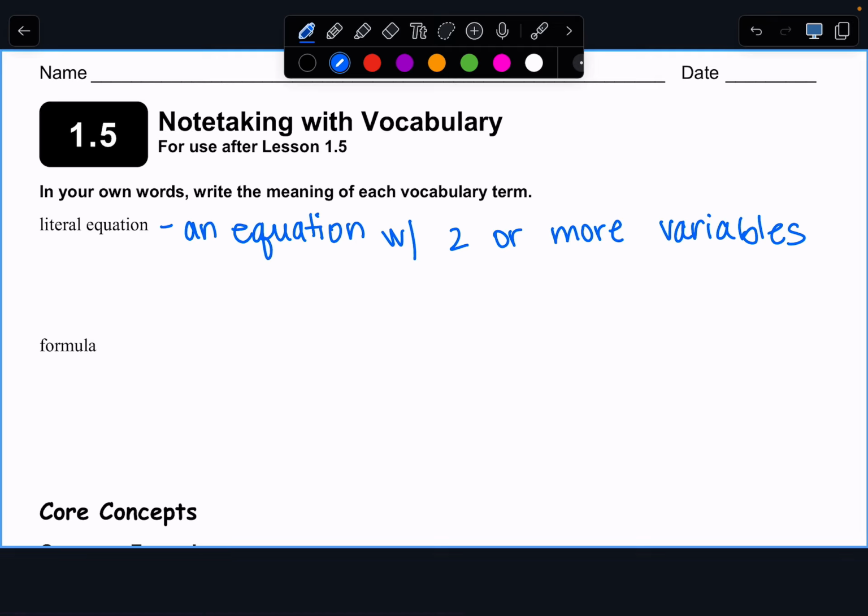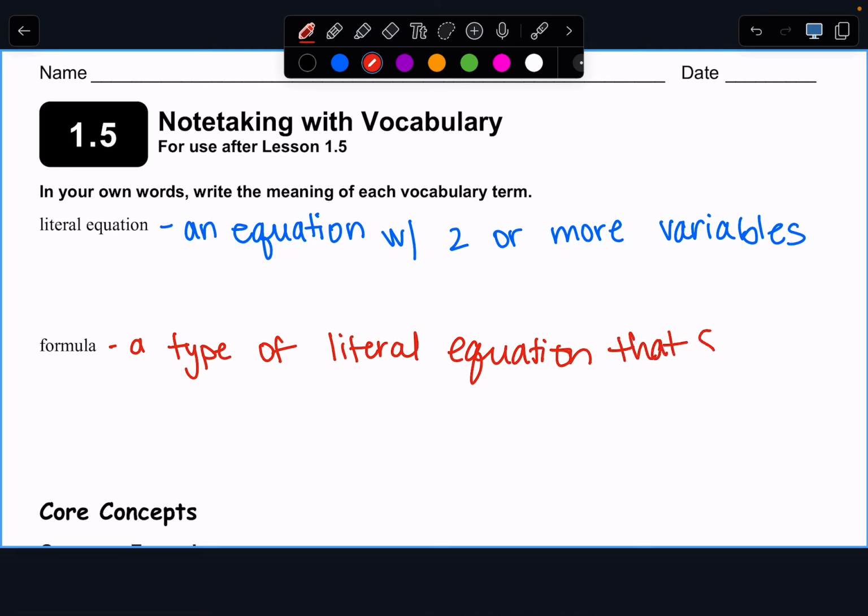Okay, now more specifically, a formula is a type of literal equation that shows how one variable is related to another.